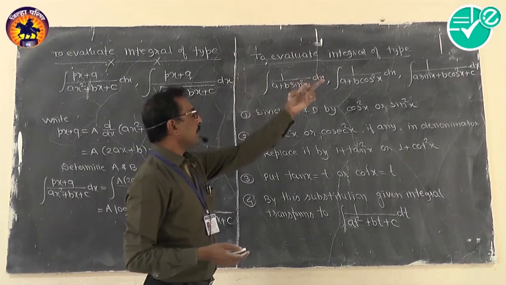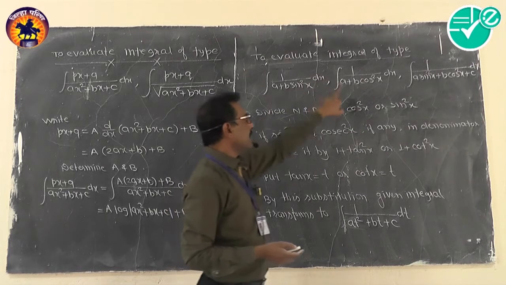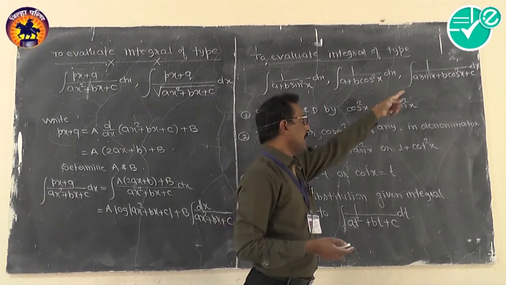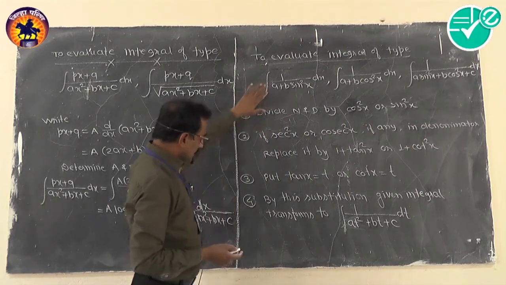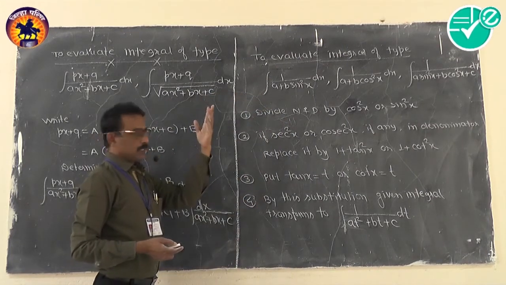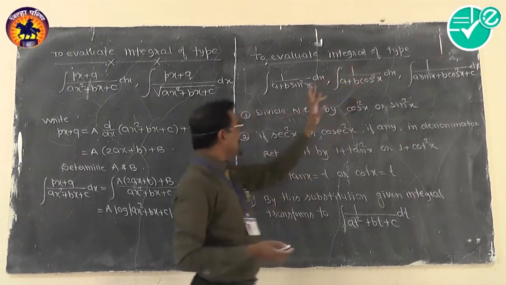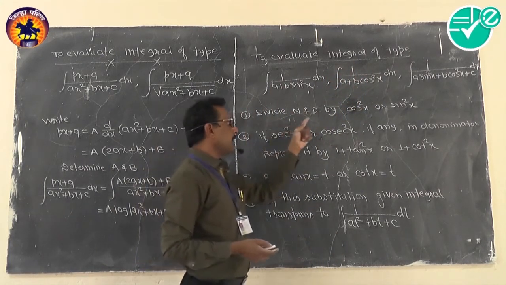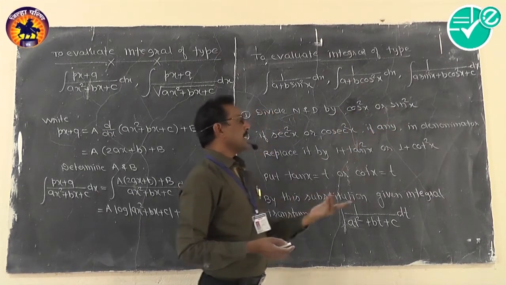To evaluate the integral of this type, these are the three formats. The first format is a + b sin²x, the second is a + b cos²x, and the third is this portion here. To solve all types of integral, the procedure is the same, with four steps. The very first step, whichever question is asked: divide numerator and denominator by cos²x. If we want, we can divide by sin²x also.